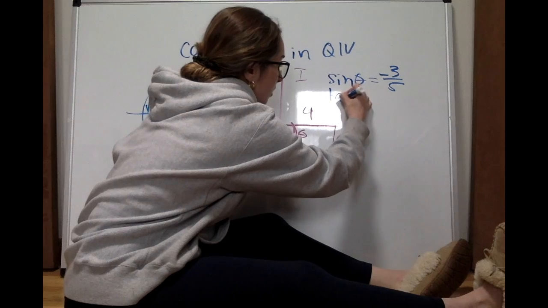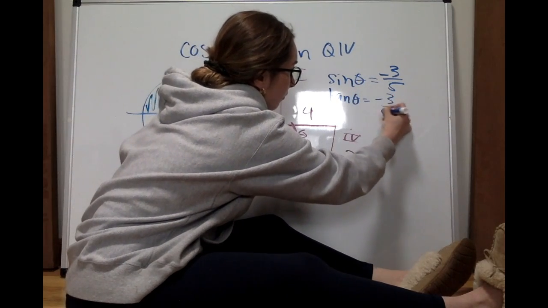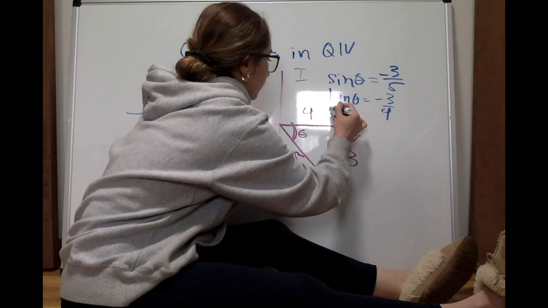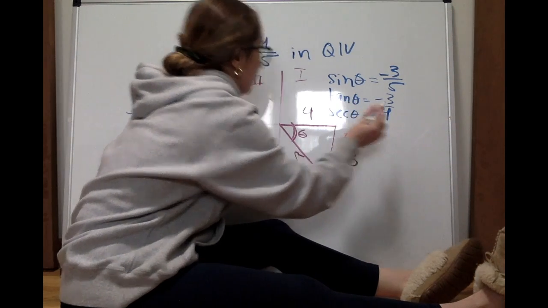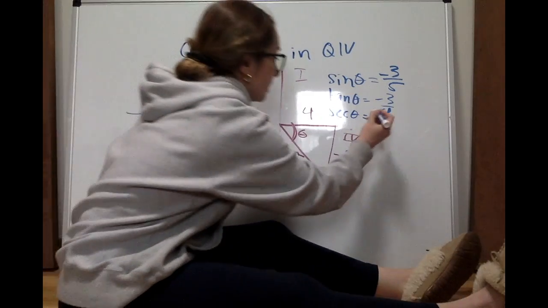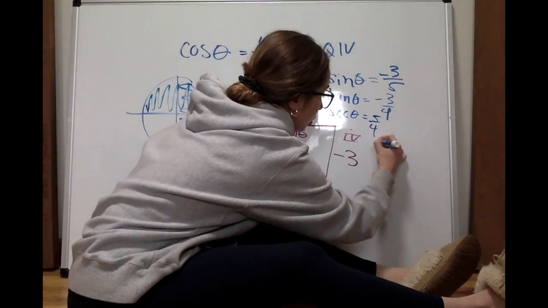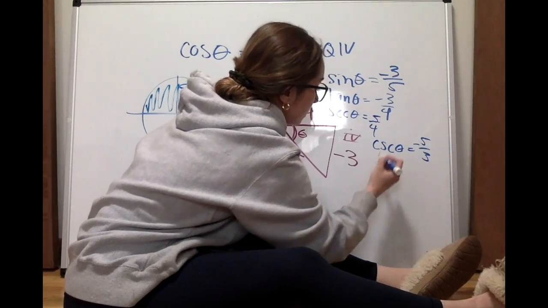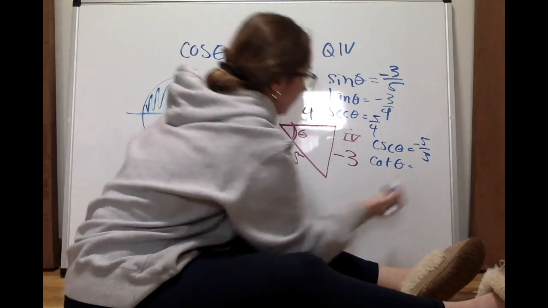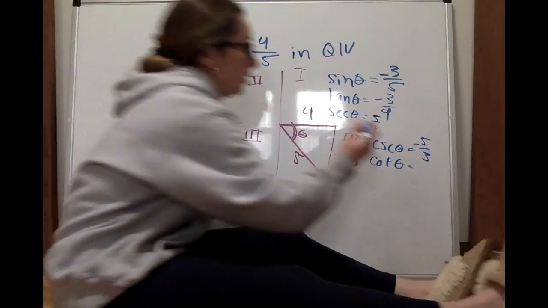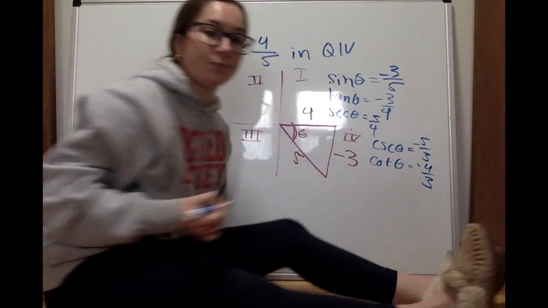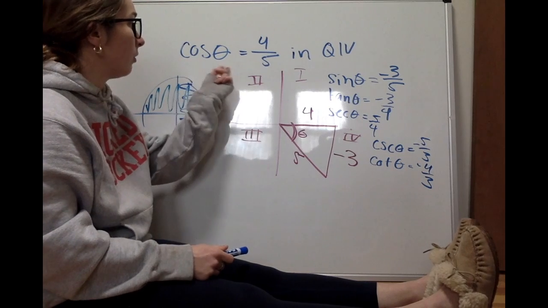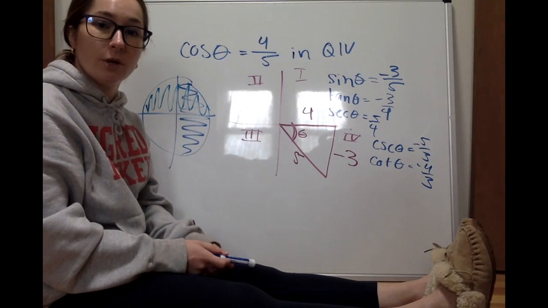And then tangent of theta is negative 3 over 4, opposite over adjacent. We'll do secant of theta, which is the reciprocal of cosine, so that's going to be 5/4. Cosecant of theta, reciprocal of sine, is going to be negative 5/3. And then cotangent of theta is the reciprocal of tan, or negative 4/3. And those are my other 5 trigonometric functions if cosine of theta is 4/5 and we're in the 4th quadrant.